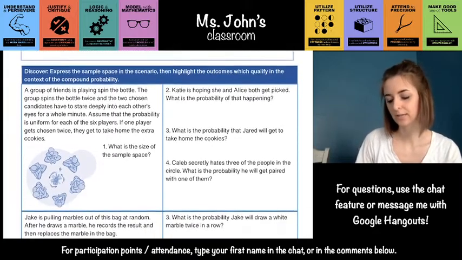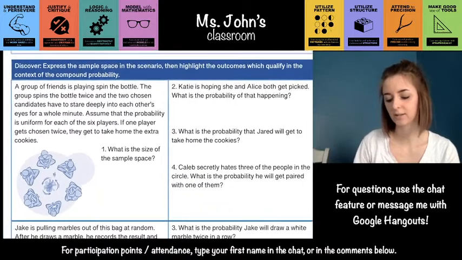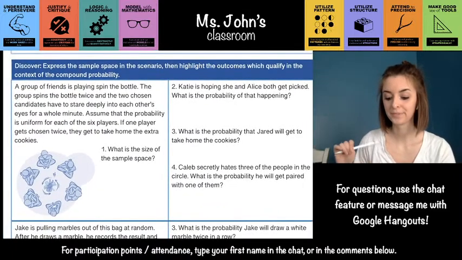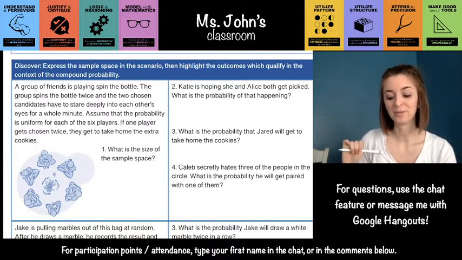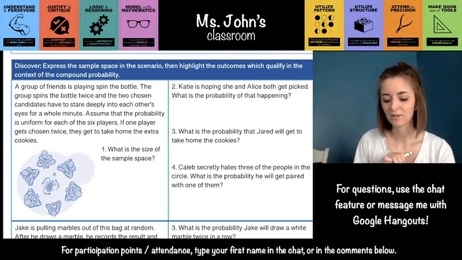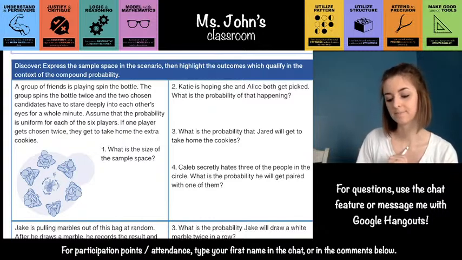So we're going to do an example. A group of friends is playing spin the bottle. The group spins the bottle twice, and the two chosen candidates have to stare deeply into each other's eyes for a whole minute. Assume that the probability is uniform for each of the 6 players. If one player gets chosen twice, they get to take home the extra cookies. Okay.